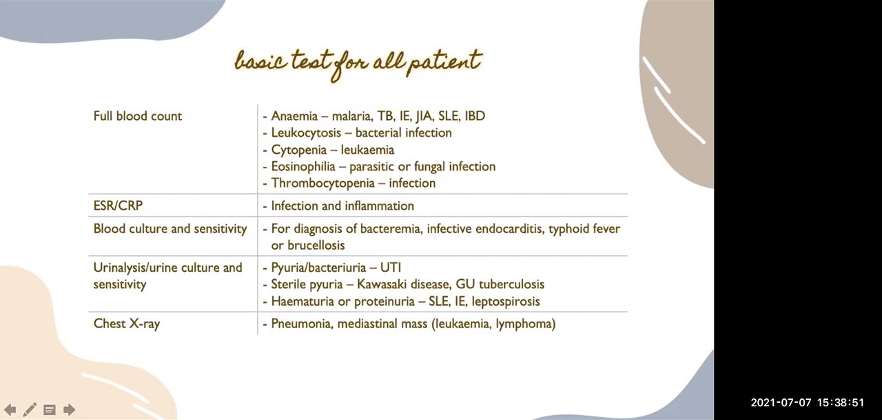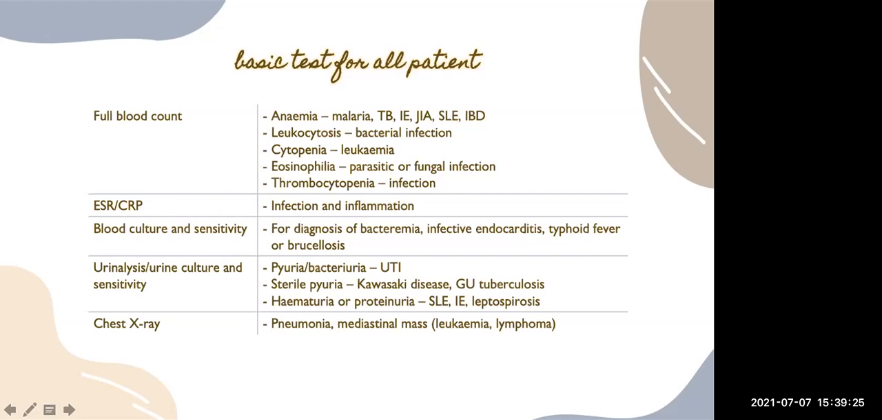Okay, and then we also look for inflammatory markers such as ESR and CRP. We look for any raise in ESR if it is more than 30 millimeters per hour, which may indicate inflammation. If it is more than 100, it may suggest TB, Kawasaki, malignancy, or any autoimmune disease. Okay, and then we can also do the blood culture and sensitivity, and also the urine culture and sensitivity to rule out any infectious cause.